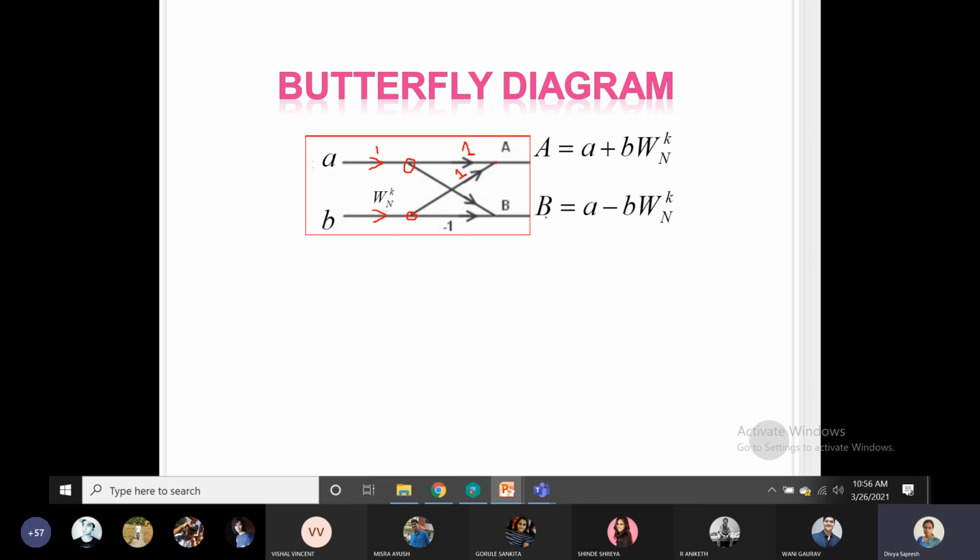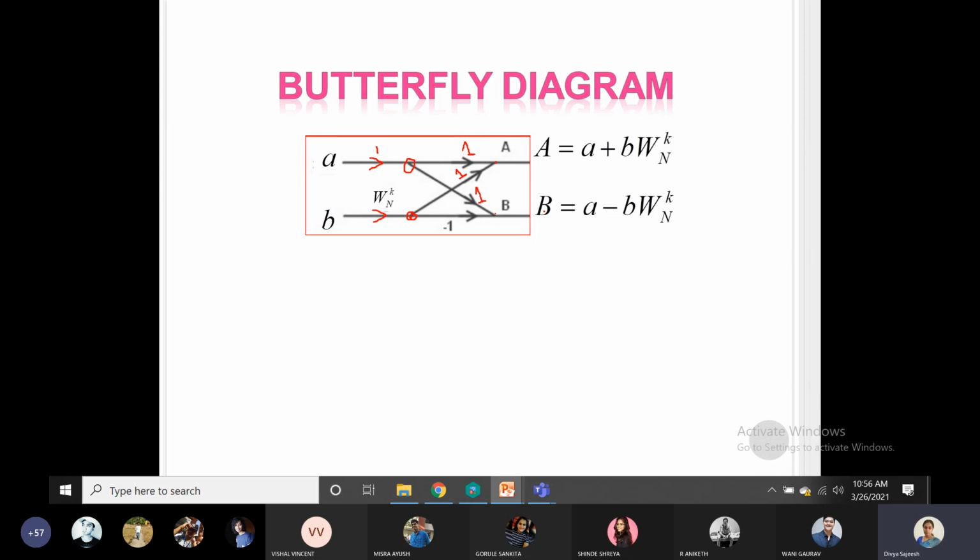Similarly, coming to the output B, now what is the input coming here? A. Again, this branch also, it is not mentioned value, so assume its magnitude as 1. So A into 1 will be coming here through this path. Now what is the value coming here? B into W_N^K has come at this point. Now what is the magnitude of this branch? It is mentioned here as minus 1. So minus B W_N^K will come here. So A minus B W_N^K is the output B.